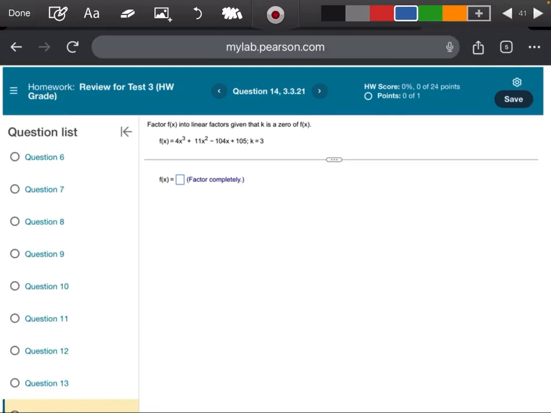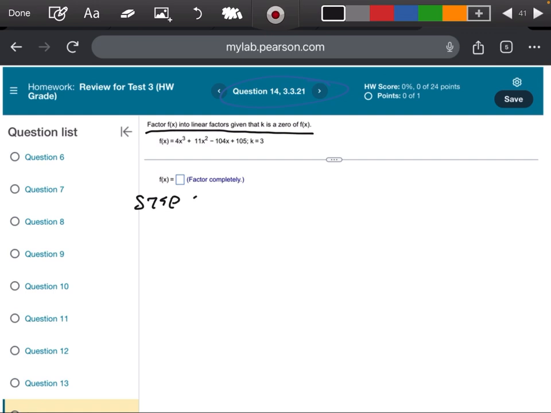All right, y'all. This is a question out of the review for test 3. This is problem number 14. And so, y'all, what I'm going to do here is it says, can we factor f of x into what we call linear factors, given that k is the zero of f of x? Okay, so, y'all, let me explain the process and what I'm going to do here.